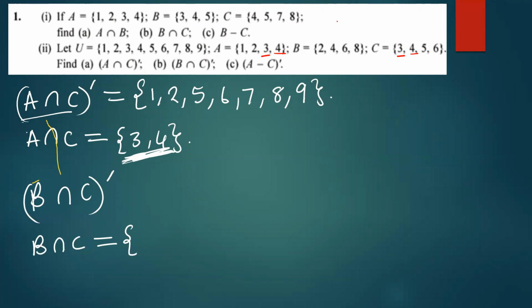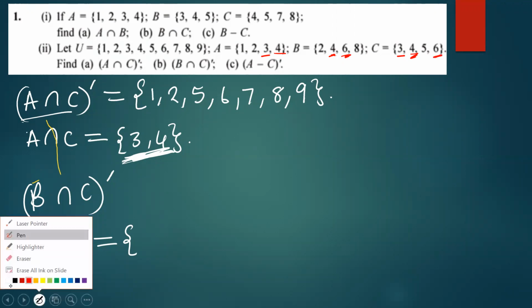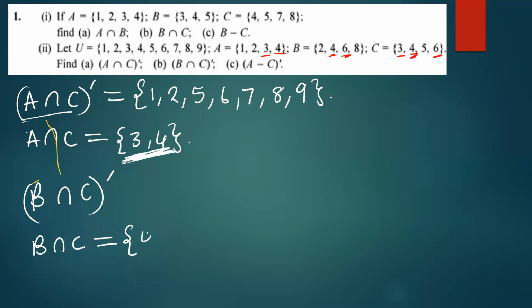So let's look at what is common between B and C. In B we have 4, and we also have 4 in C. Then we have 6 there, and we also have 6 in C. So the common elements between B and C are simply 4 and 6. So these are the 2 common elements.